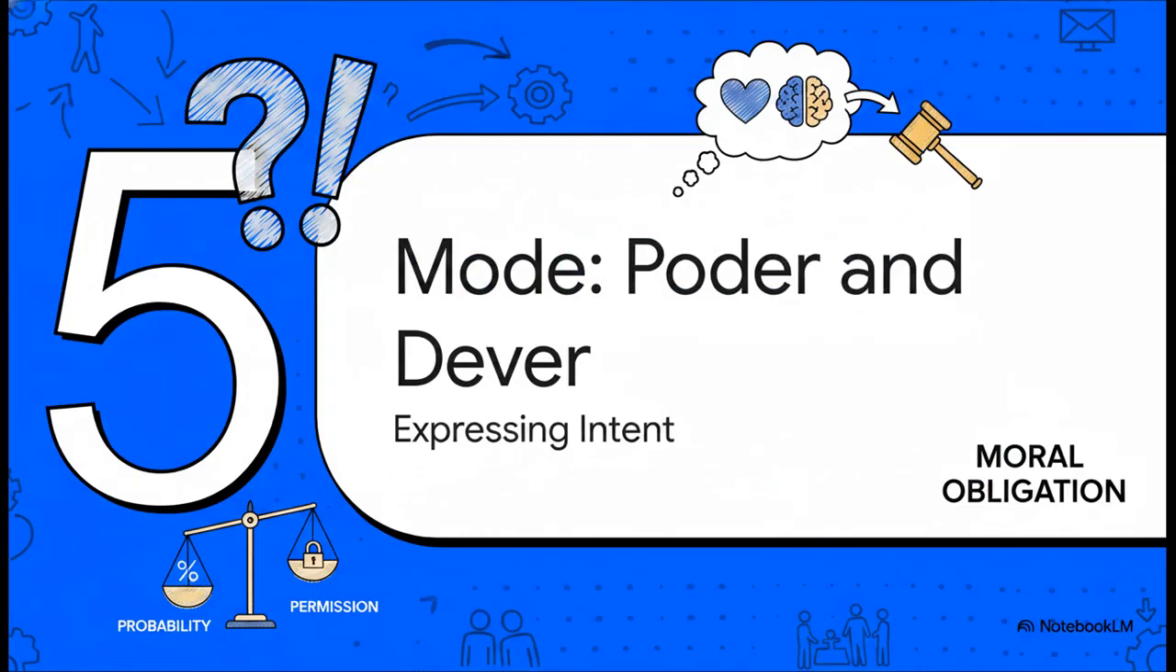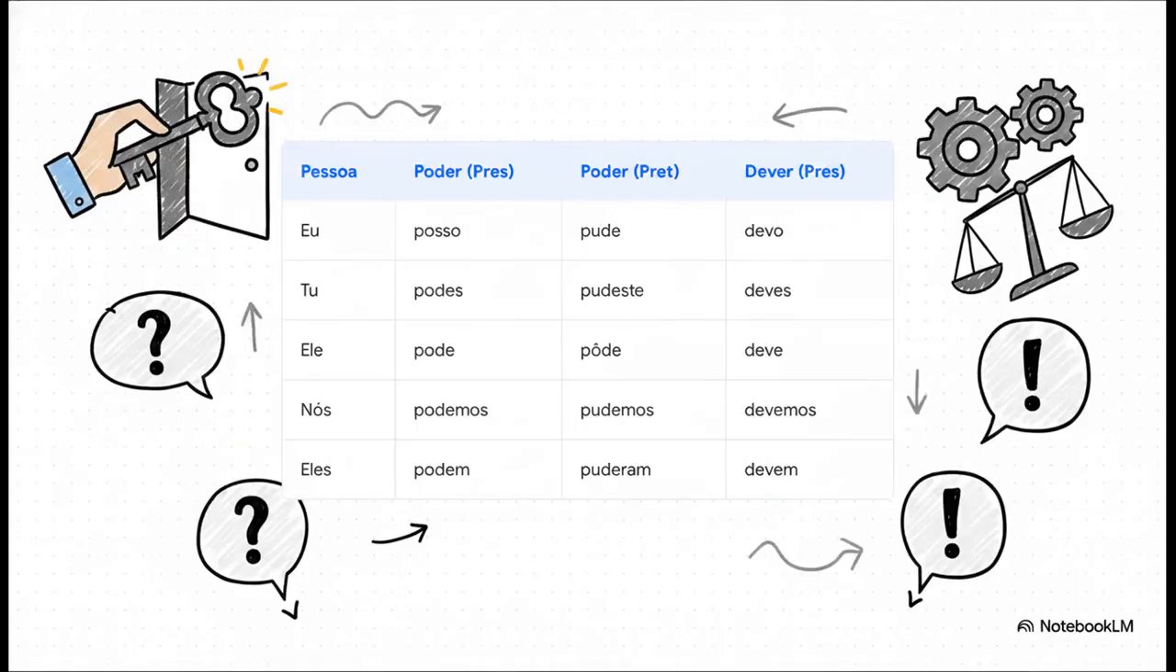Section 5. Mode, poder, and deber. All right, this is where we bring human judgment into the mix. With the verbs poder and deber, we aren't just describing actions anymore. We are expressing probability, permission, and moral obligation. Their functions are wonderfully distinct. Poder is your key to unlocking capability and permission. Can I do this? Or I am able to do this. Deber, on the other hand, carries the weight of obligation, duty, or high probability. We absolutely must do this, or it should happen. They sit right in front of your main verb and instantly modify its entire intent.